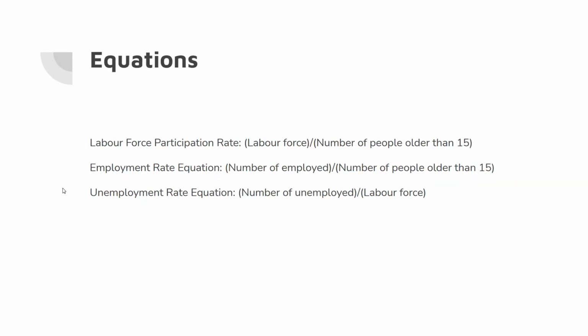Then we have some different equations which we can use to measure either the labor force participation rate or the employment and unemployment rates. So the labor force participation rate is the labor force divided by the number of people older than 15. And then if you want to get that into a percentage, you'll just multiply by 100, which is the same thing for the next two. Then you have the employment rate equation, which is the number of employed divided by the number of people that are older than 15. Then you have the unemployment rate equation, which is the number of unemployed divided by the labor force. And you can use all three of these different equations to measure these three stats in different economies.